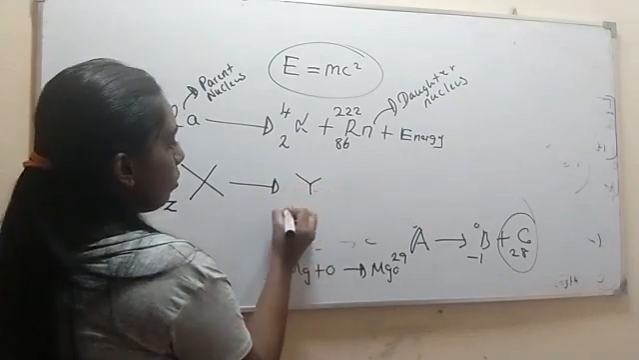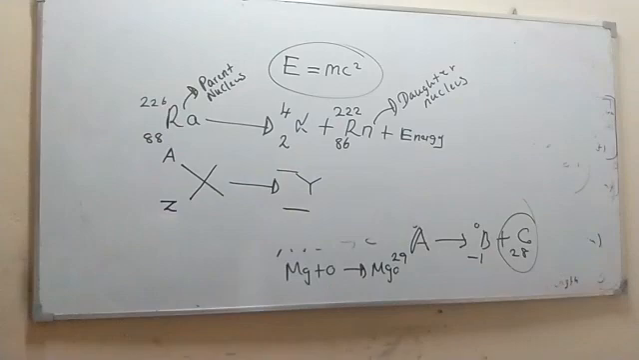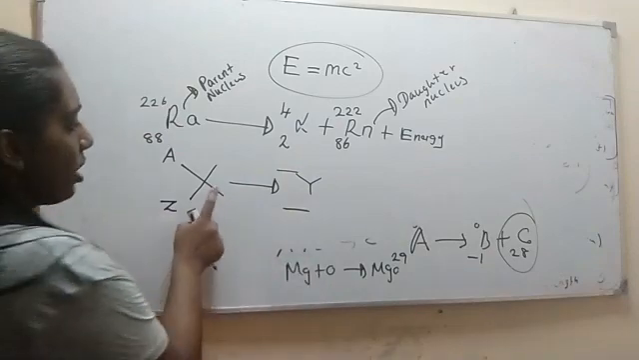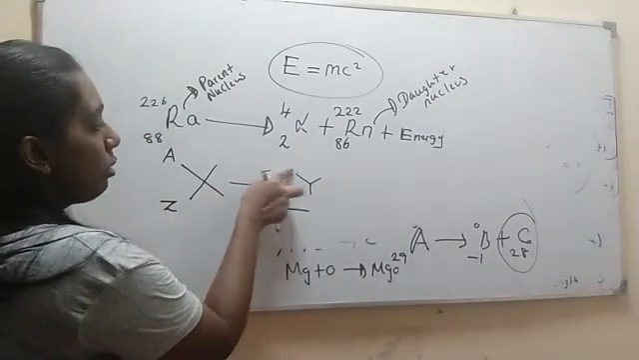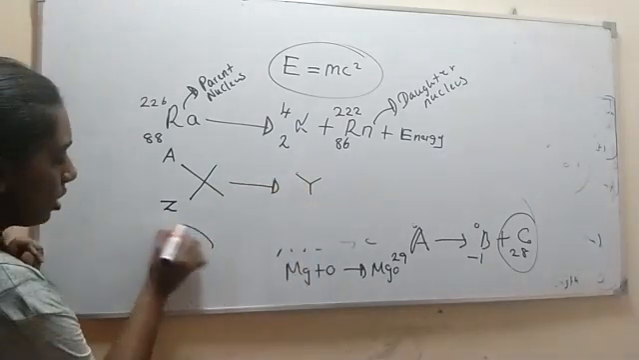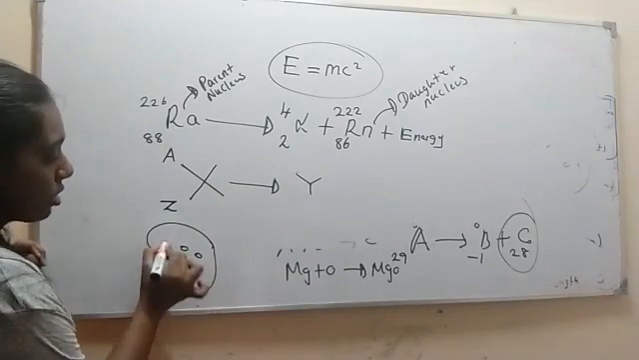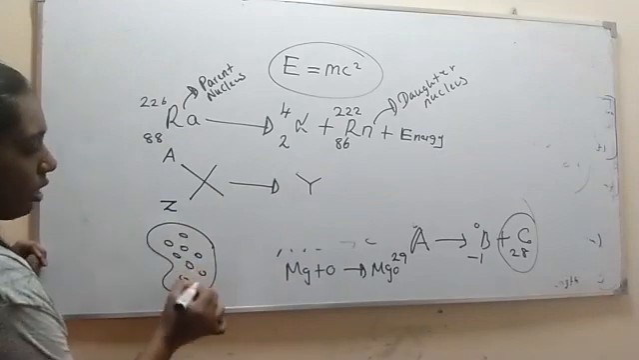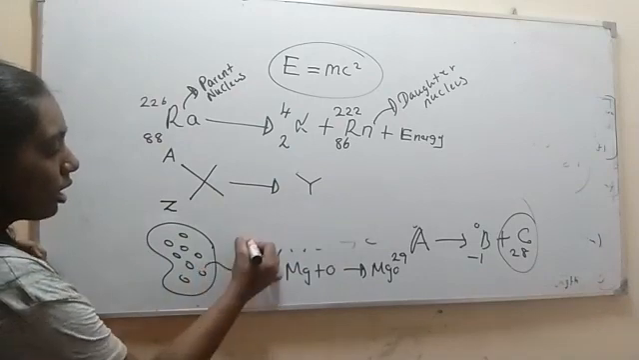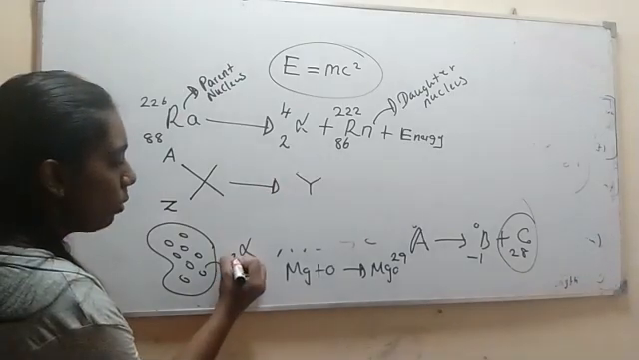So they are asking you to fill this. What is the atomic number here and what is the mass number here? X is emitting an alpha particle. Now this is the nucleus, this is the X. In X there are protons and neutrons. One alpha particle is going out from the nucleus. Alpha means 2, 4.